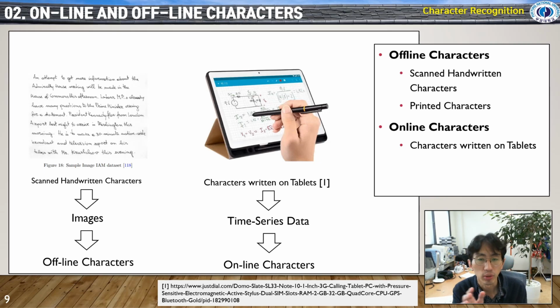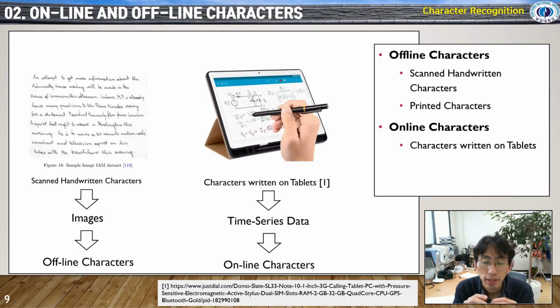When you write something on paper and get the image using a scanner, we call that offline characters, and the type of data is the image. And when you are using a tablet to take notes, the data recorded inside your tablet is time series data. Time series means the data changes according to time. So in that case, the XY coordinates of where you write are recorded inside the tablet.